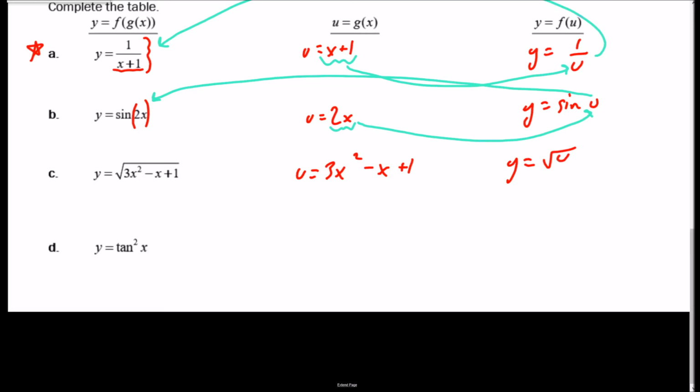Last one, example 1d. We want to rewrite this y equals tangent squared x as y equals the tangent of x quantity squared. So we have a trigonometric function with the tangent of x, and then we have a quadratic function, this second degree here. So u is our inner function, the tangent of x, and our outer function is u squared.